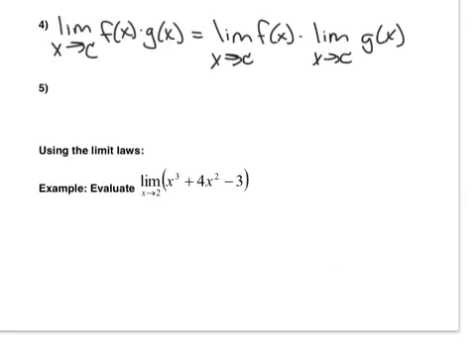In the same way, we can talk about the limit of a product. The limit of a product is equal to the product of the limits. So the limit of f of x times g of x is the same as finding the limit of f of x and finding the limit of g of x and multiplying those answers together.